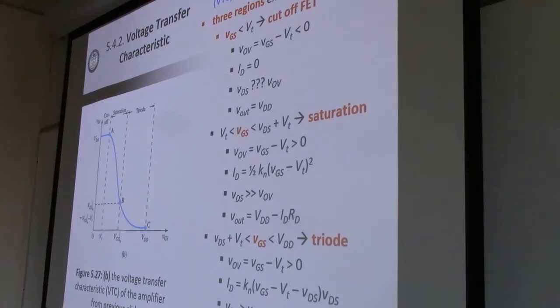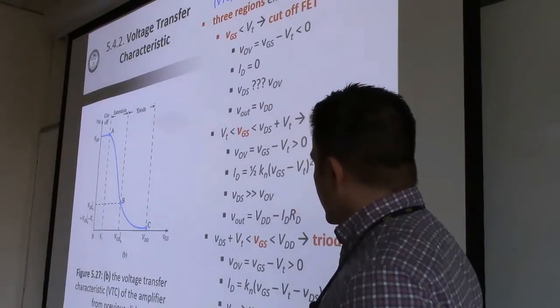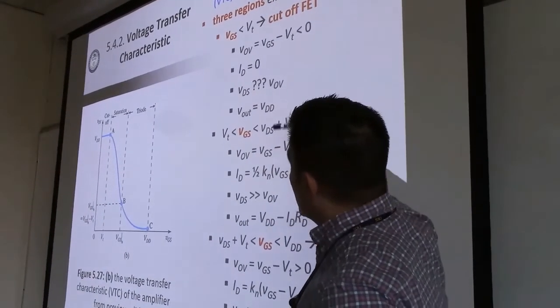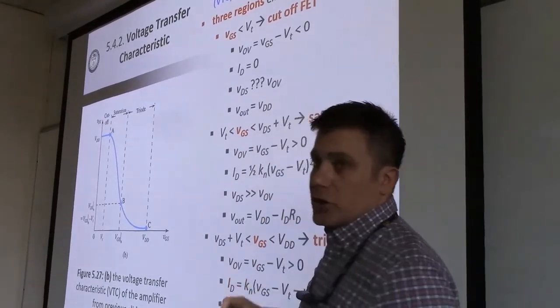So if you look here, the red bullets, those are just the different equations we use in the different regions. It doesn't say anything you haven't seen before. For all of the different regions, V out equals VDD minus ID RD. That works here, that works here. It also works here, although because ID is 0, we can leave out the second chunk.